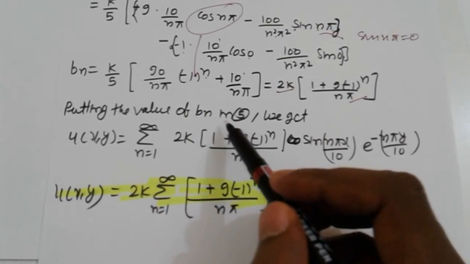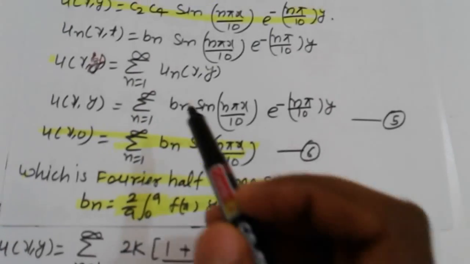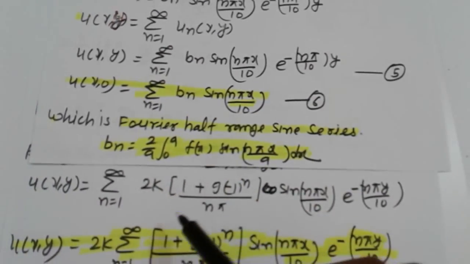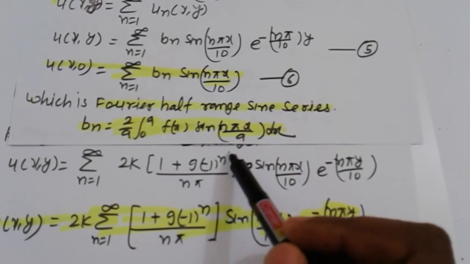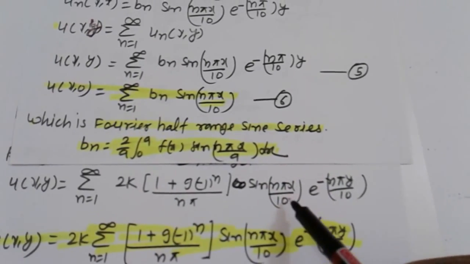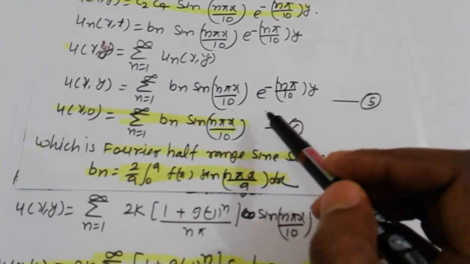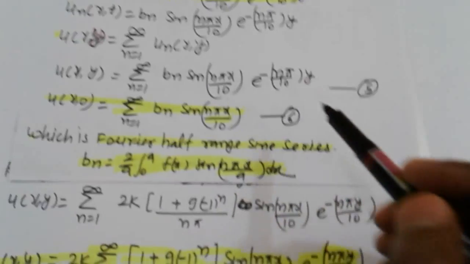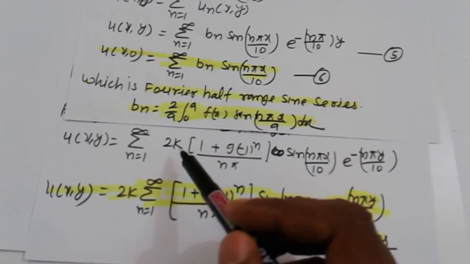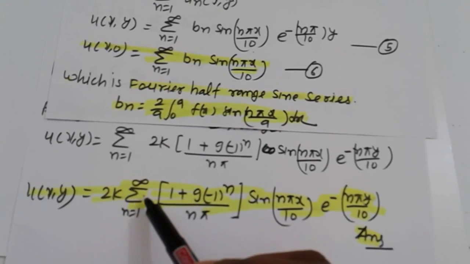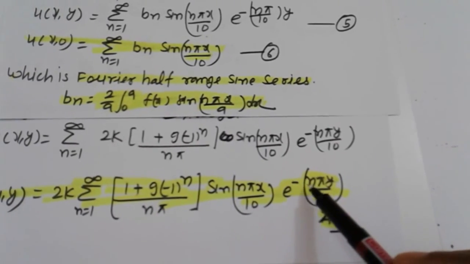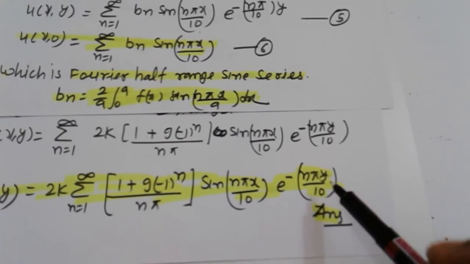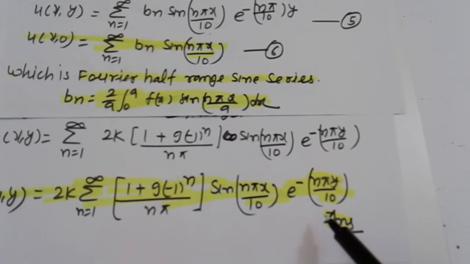Now putting the value of b_n in 5, we get u(x, y) = the sum of 2k (1 + 9(-1)^n) upon nπ, sin(nπx/10) e^(-nπy/10). Now 2k is the constant, so u(x, y) = 2k times the sum from 1 to infinity of (1 + 9(-1)^n)/(nπ) sin(nπx/10) e^(-nπy/10), which is the final answer.